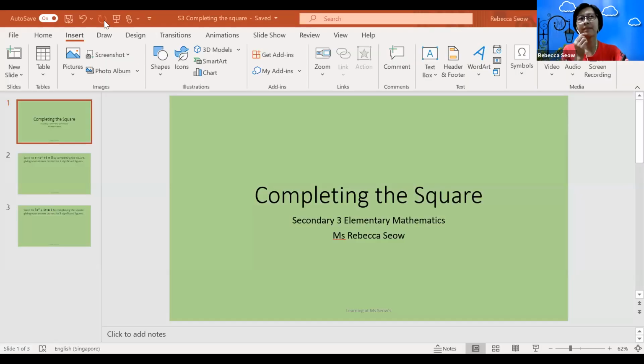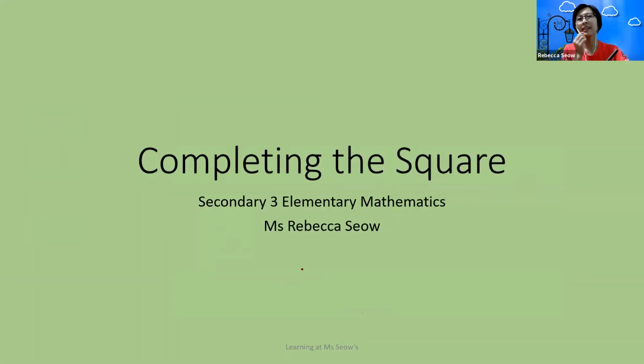I'm going to do a short recording today with regards to completing the square. Let me do a screen share first. Okay, let's take a look at completing the square.